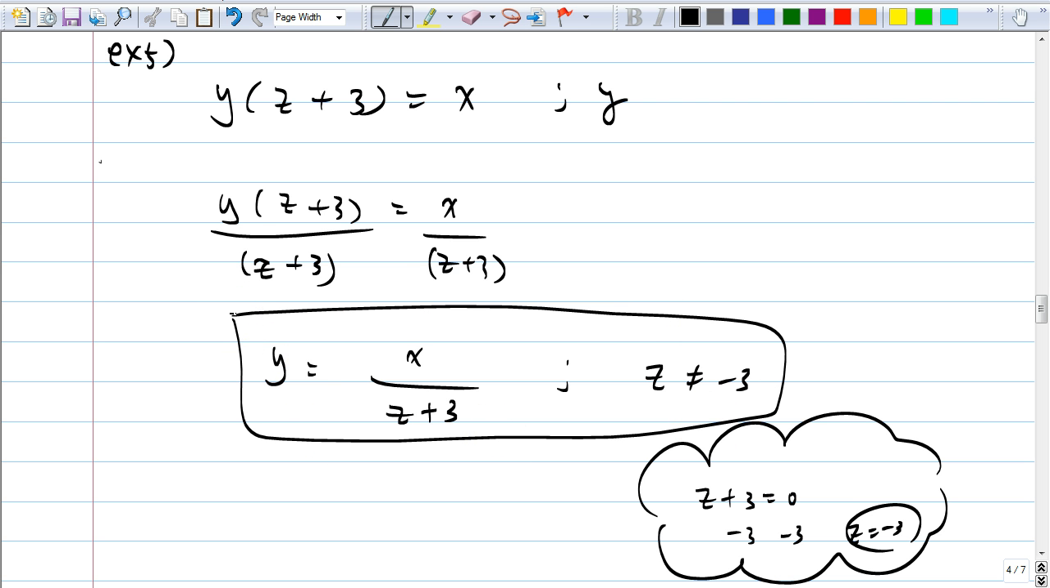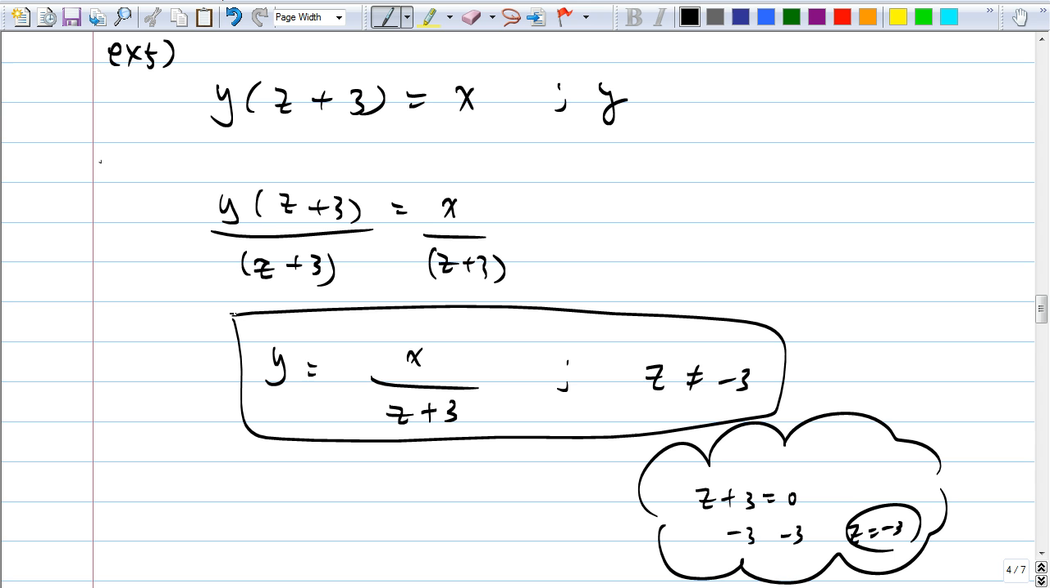We need to write down y is equal to x over z plus 3. And as long as z doesn't equal -3, you're fine. Correct? Do you have any questions? So is your restriction always that something cannot be 0? No, as you can see, it doesn't have to be that way.